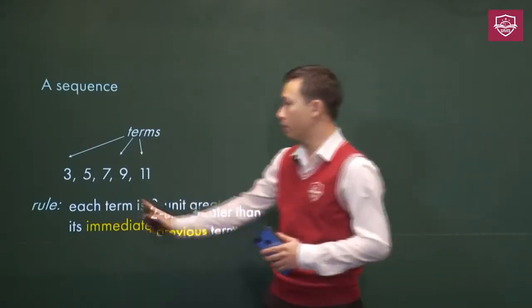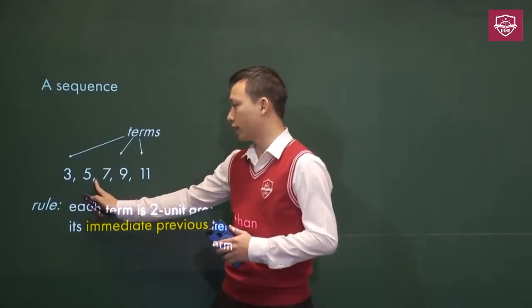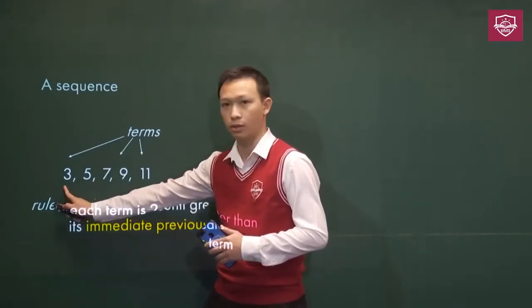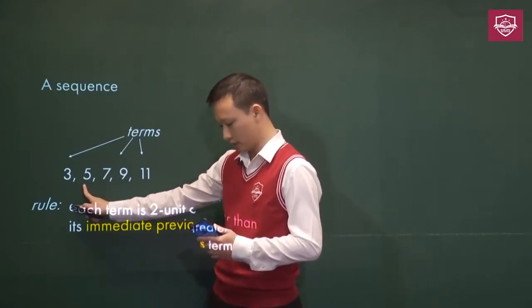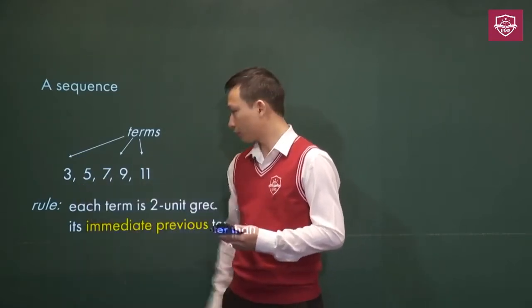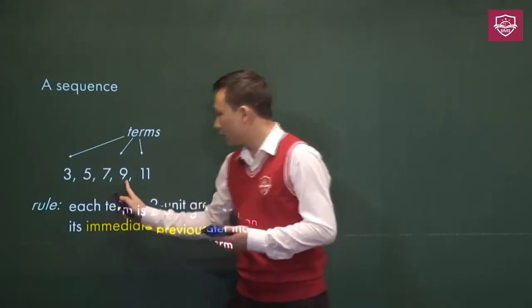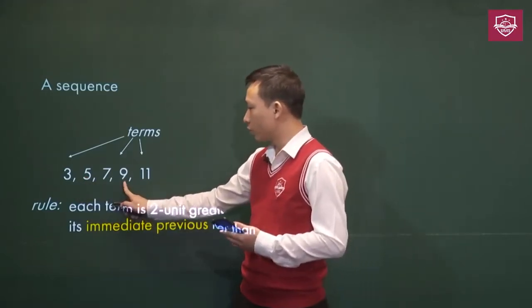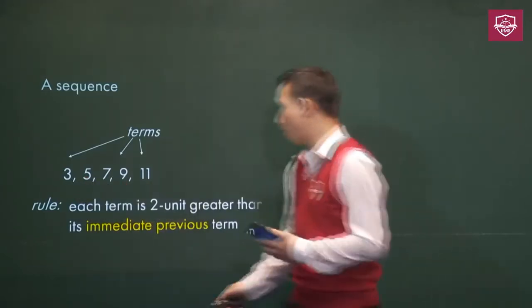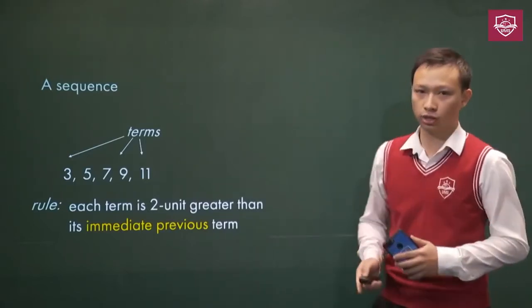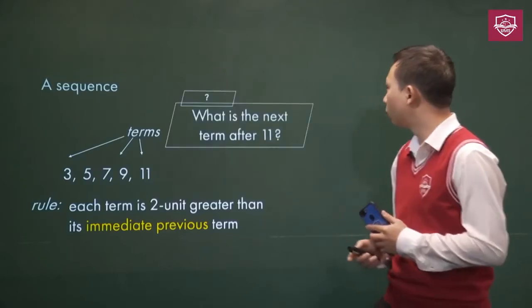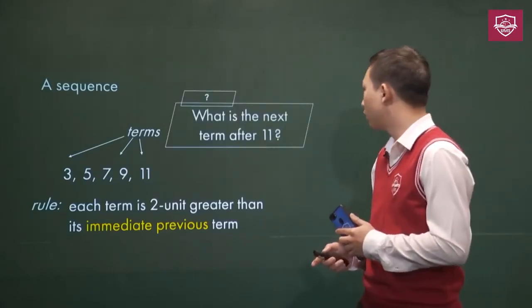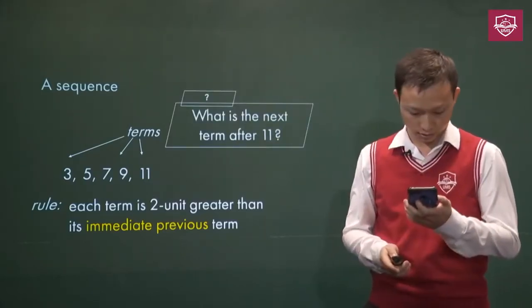It means that the number 5 is 2 units greater than its previous term, in this case, number 3. And the number 7 is 2 units greater than number 5, and the number 9 is 2 units greater than number 7, and so on. And by following the rule, you can find the next number. Can you? What is the next number after the number 11?